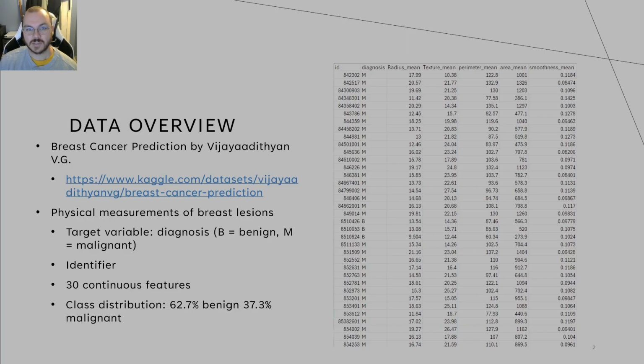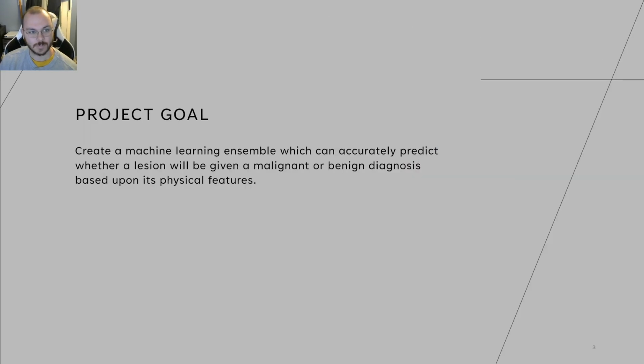These features encompass measurements about the breast lesions and things like perimeter, area, radius, and for all of the different features, it also covers the mean, the standard error, and the worst of all those. The data has a class distribution of about 63% benign and 37% malignant. The goal of this project is to create a machine learning ensemble that can accurately predict whether a lesion will be a malignant or a benign diagnosis based upon the given physical features.